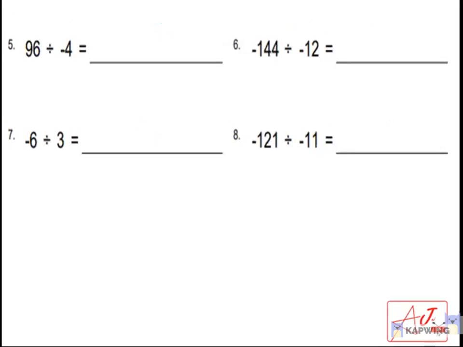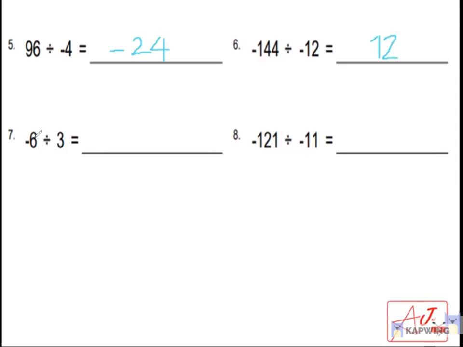We have 96 divided by negative 4. So magkaiba sila ng sign kaya ang answer natin ay negative. And 96 divided by 4 is 24. So therefore, ang answer natin sa number 5 ay negative 24. For number 6, pareha silang negative, so magiging positive. 144 divided by 12 is 12. So positive 12 po ang answer natin.